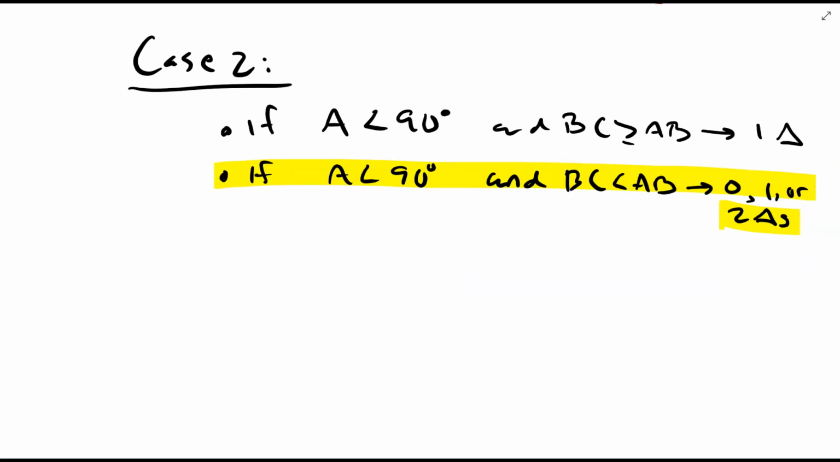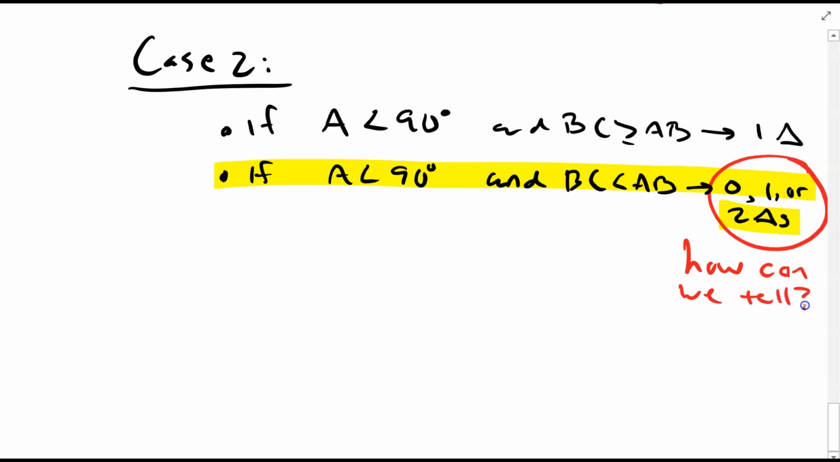So let's talk about how we can tell, right? Eventually, we want to know which one of those 3 situations we're running into. Whether this is the 0 triangle situation, the 1 triangle situation, or the 2 triangle situation. So here's the easiest way to do that. I'm going to show you guys just with an example.